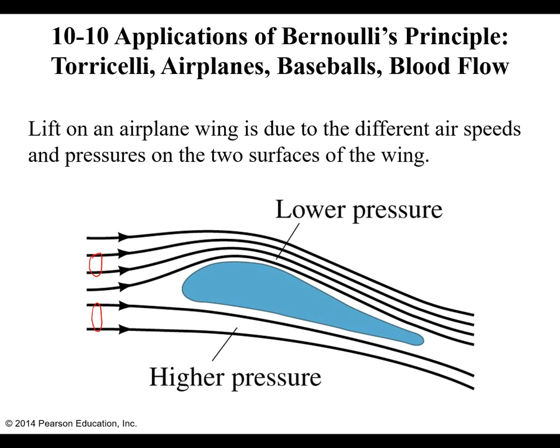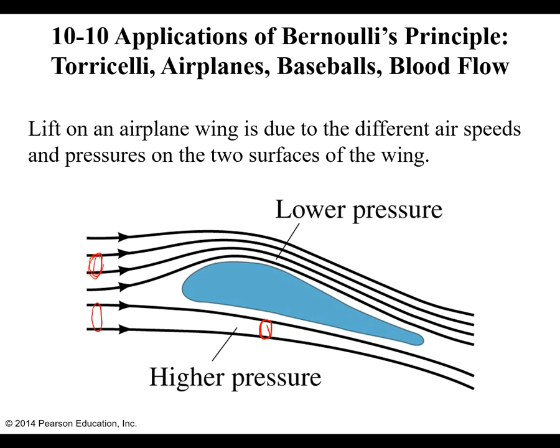So the area between two sets of lines, they may not be perfectly equal, but they're pretty close. But what happens to the area here? The area is relatively the same. So from that, we know that A1V1 has to equal A2V2. So at the bottom, V1 is relatively equal to V2. So not a whole lot's happening on the bottom.